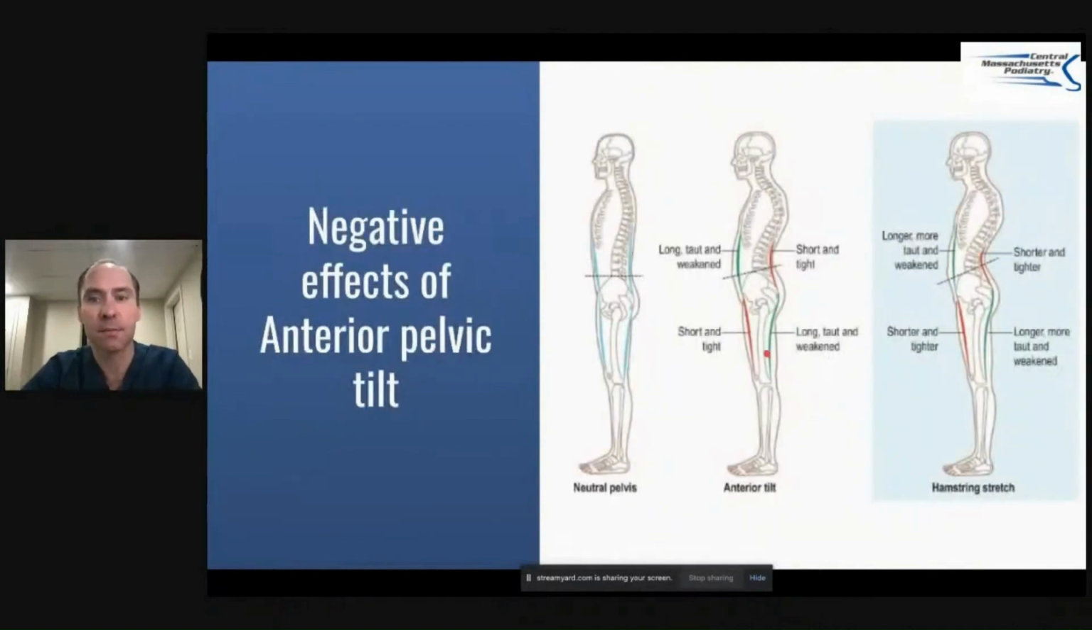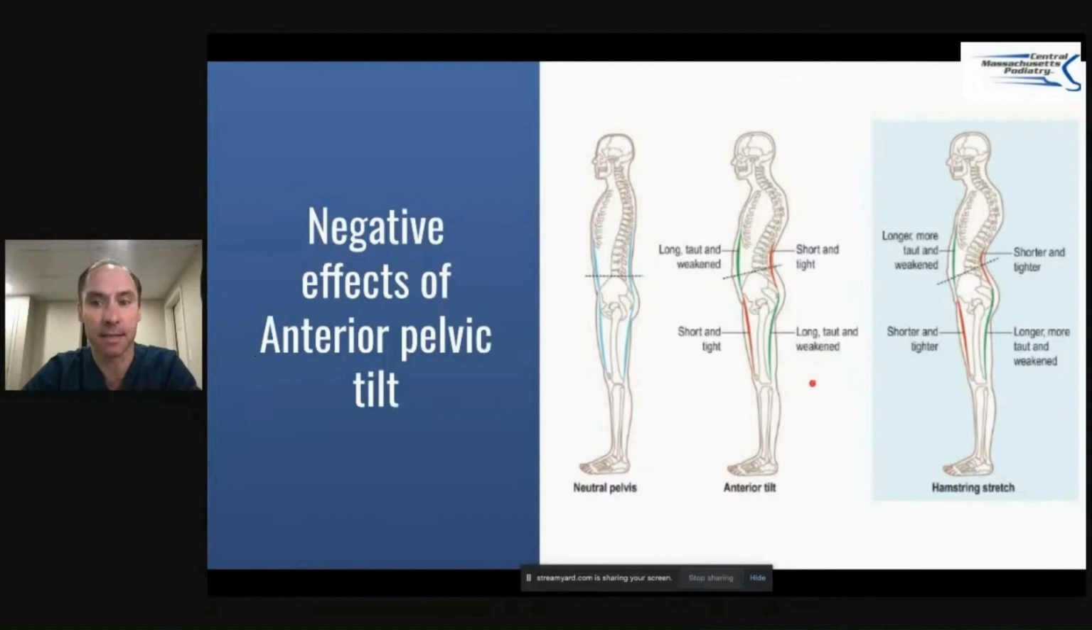And there is something specifically called anterior pelvic tilt. Right here, you can tell this in the pelvis. When things are off or tilted forward, you can see here that the muscles in the front become short and tight, and the ones in the back become long and taut and weakened.